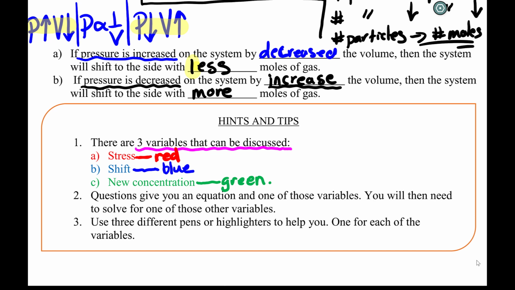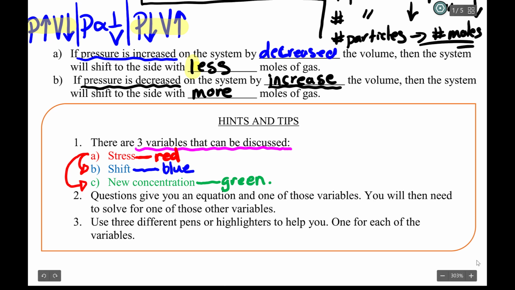And again, any two of these three things are going to be given in a question, and then the other one is going to be asked about. So really, you kind of have 6 scenarios. You could be given a stress and you could be asked what was the shift. You could be given a stress and you could be asked, well, what happened to the concentrations?